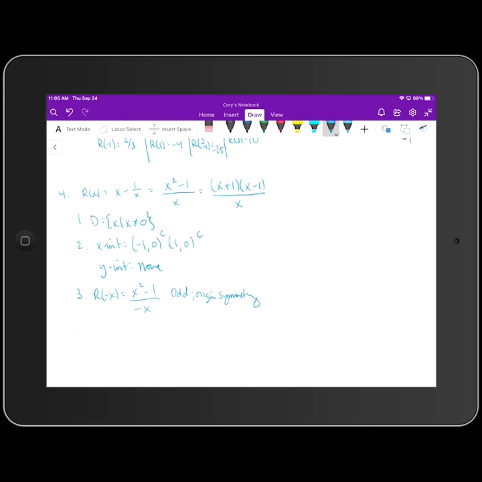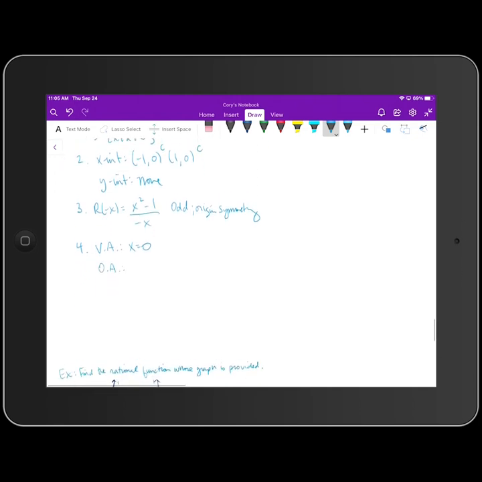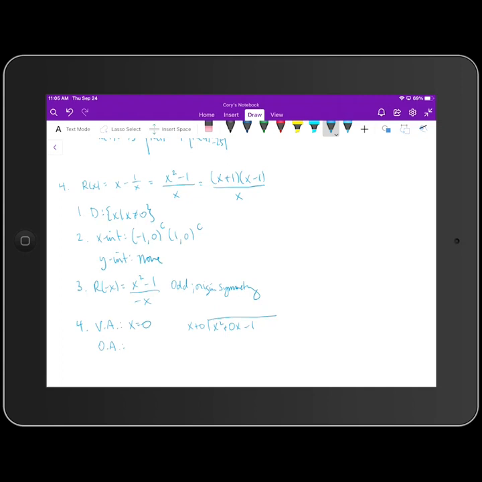Okay, for the asymptotes, this has a vertical asymptote where our denominator is 0 in lowest terms, which is at x is equal to 0. Because the degree on top is 1 larger than the degree on bottom, the graph is going to have an oblique asymptote. So for us to find the oblique asymptote, we have to long divide the denominator into the numerator.